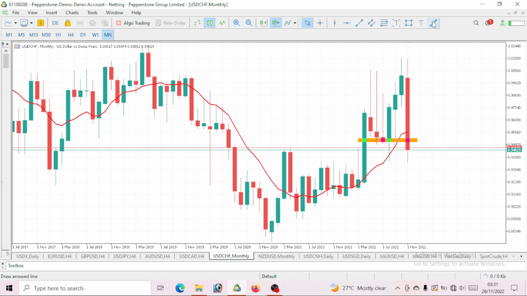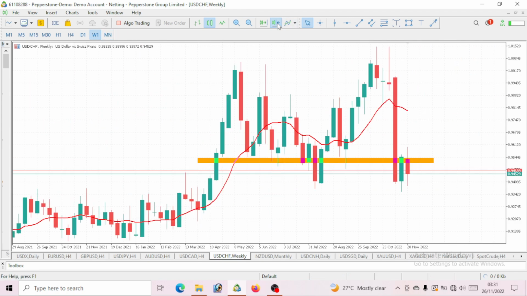So have this in mind that once this correction is over, which I believe will be over anytime soon, we will continue our bullish move on USD Swiss franc. As of now, price is just dropping. See it drop to this low. So let us see it drop further down. And after some time, then we continue our bullish move. So USD Swiss franc is bearish for now. Now let's see the weekly time frame.